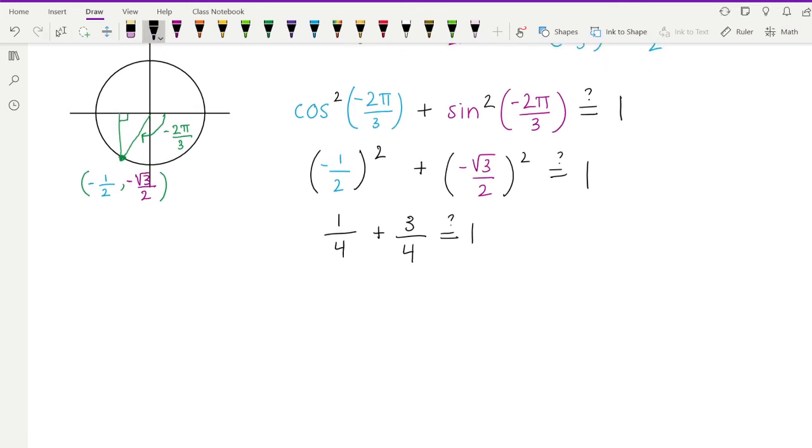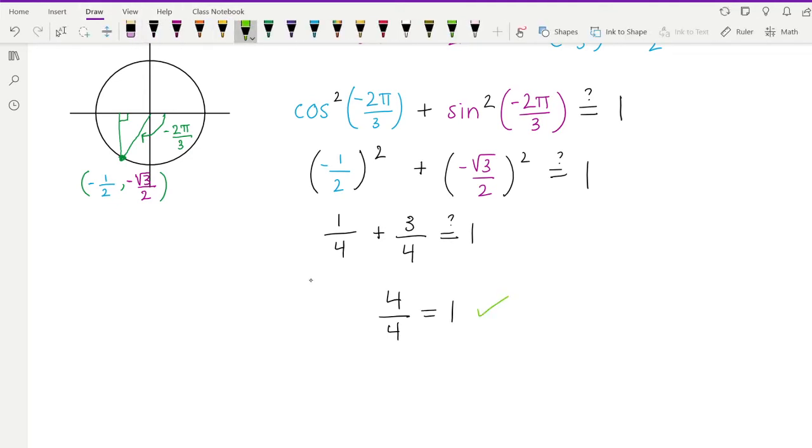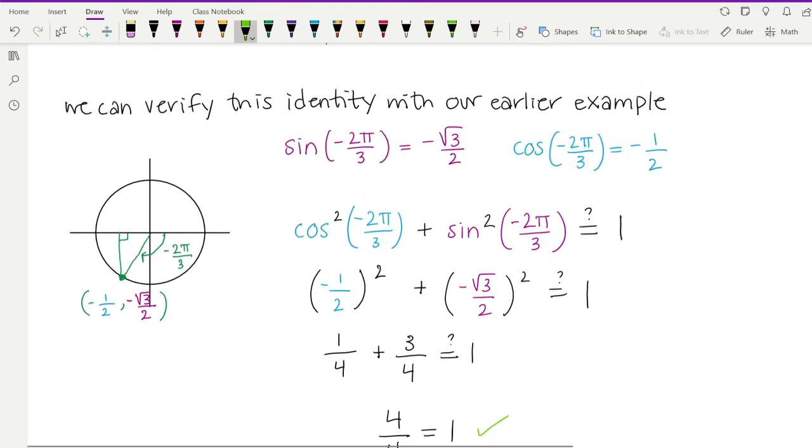And we do, in fact, on the left side, get 4 over 4, and we know that 4 over 4 is equal to 1. So we have just verified that the Pythagorean identity works for this example.